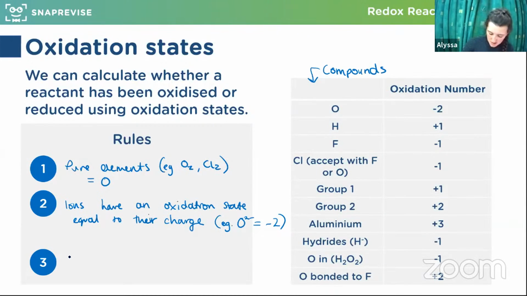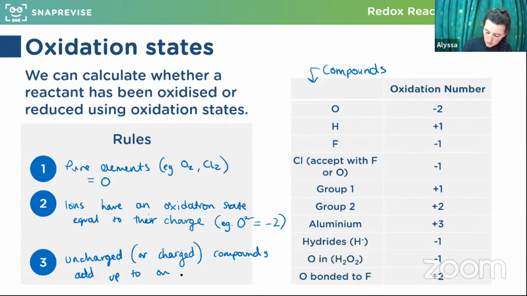And then uncharged, or we could say charged there. So uncharged compounds add up to overall charge. So in an uncharged compound, they add up to 0. In a charged compound, they add up to whatever the overall charge is.